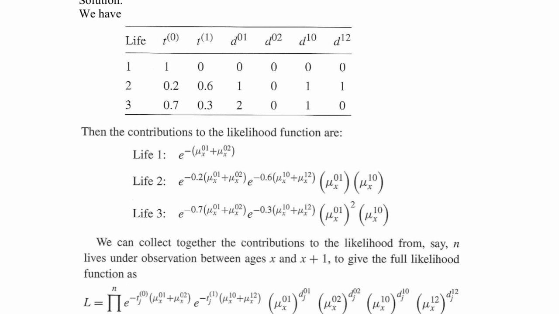Life 3 spends 0.7 in state 0, 0.3 in state 1, moves twice from 0 to 1, never moves from 0 to 2, moves once from 1 to 0, and never from 1 to 2.